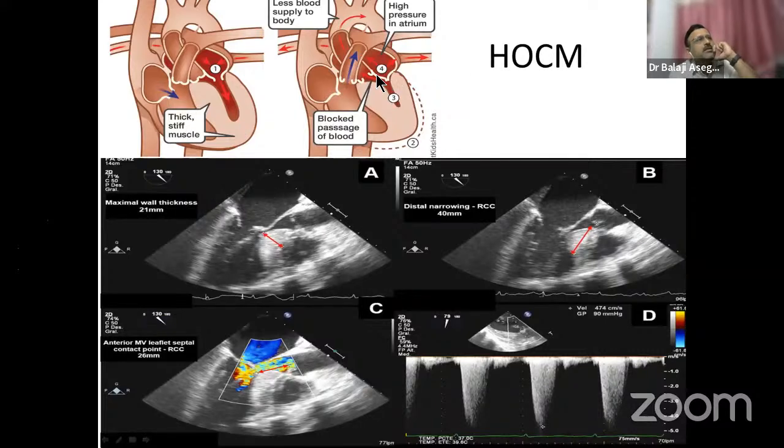Whenever HOCM is mentioned on the echo, you must always see how much the dynamic gradient is, if at all it is present, across the mitral leaflet.